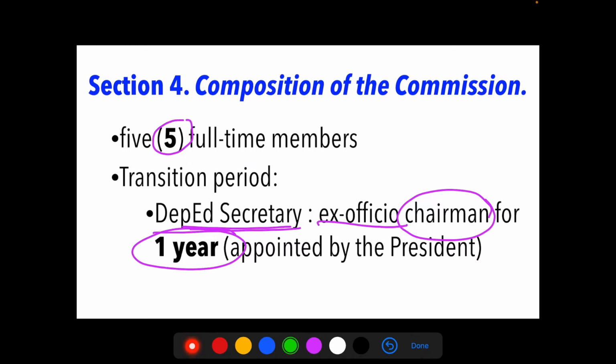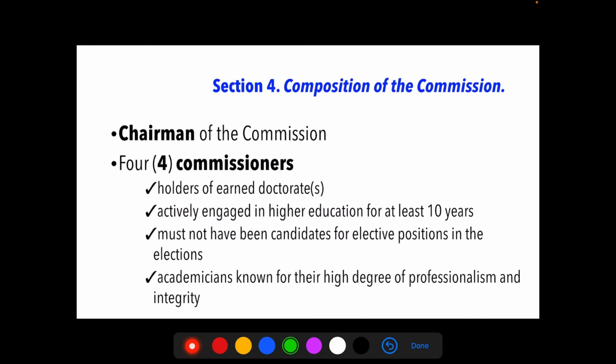This term, ex officio, is a Latin term which means by virtue of office or possession. We use this term to describe a possession that someone automatically gains because of another job or position that he or she already holds. So for example, in this case, the Department of Education Secretary, or the DepEd Secretary, is also the ex officio chairman of the Commission. So, ex officio.